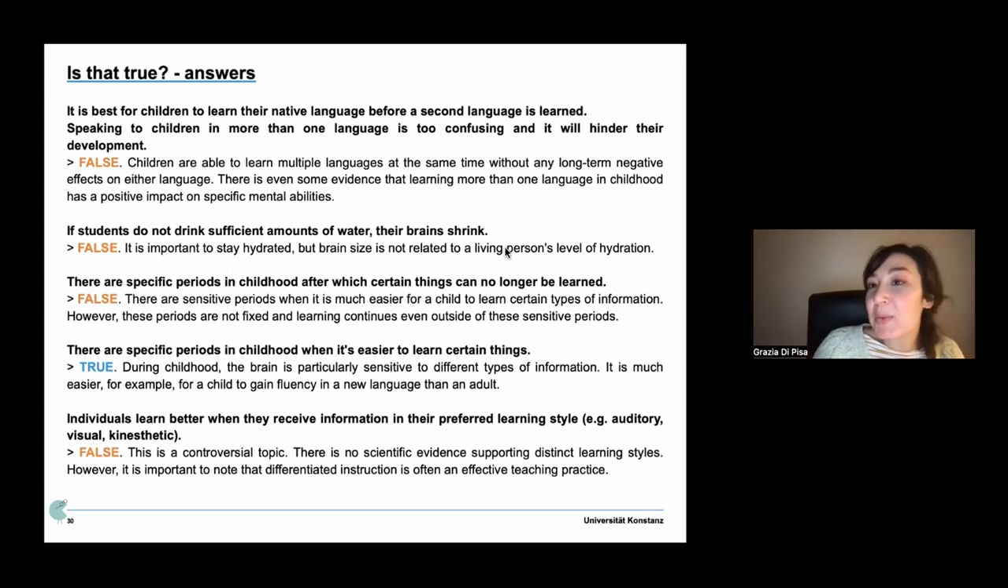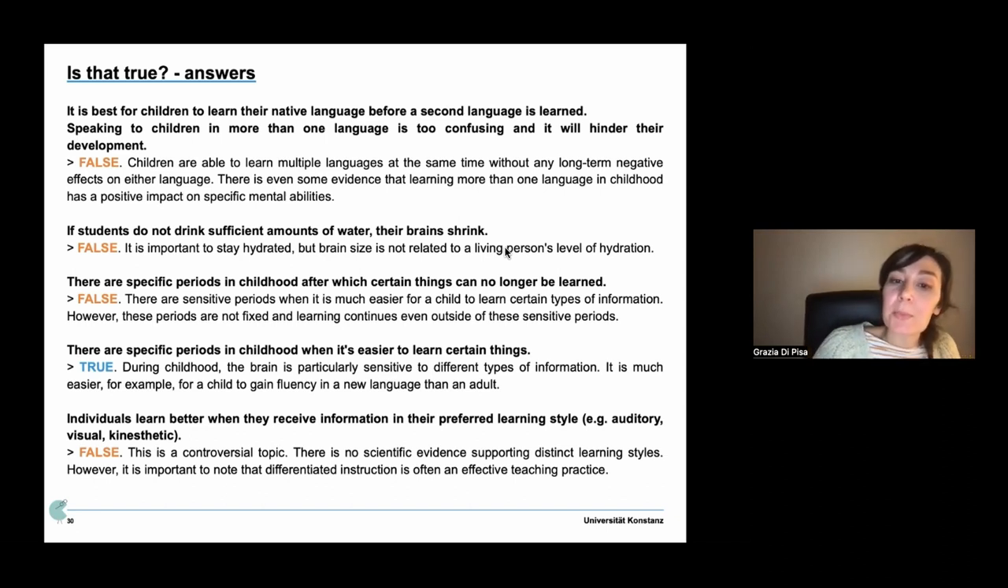Of course, no brain will shrink if they don't drink enough water, but it's good to drink. Regarding the period, there are specific periods in childhood after which certain things can no longer be learned. So this is false. I mean, there are sensitive periods when it is much easier for a child to learn certain types of information. However, these periods are not fixed and learning continues even outside of these sensitive periods. And the next one, which is a little bit similar: there are specific periods in childhood when it's easier to learn certain things. And that is true.